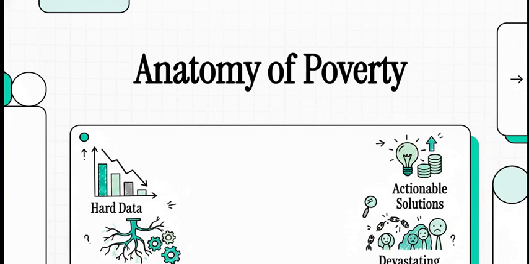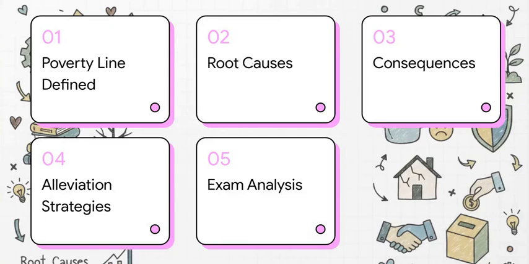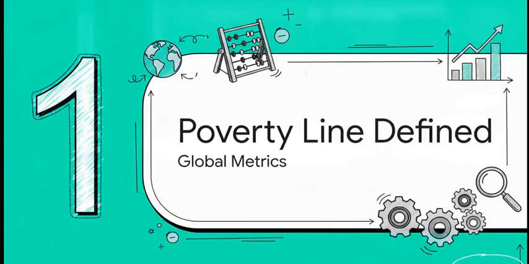I want you to treat this exactly like a live classroom lecture. Get your notebooks ready, because by the end of this session, you are going to have a comprehensive, bulletproof framework ready for a 20-mark essay. All right. Here is our roadmap for today's masterclass. We'll be covering 1. Defining the poverty line, 2. Root causes of poverty, 3. Socioeconomic consequences, 4. Strategies for alleviation, and finally 5. Exam analysis and takeaways. Kicking things off with Section 1, Defining the poverty line.